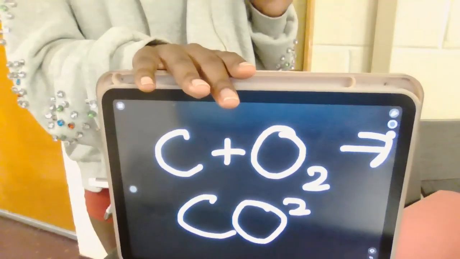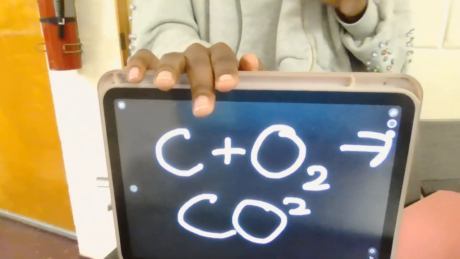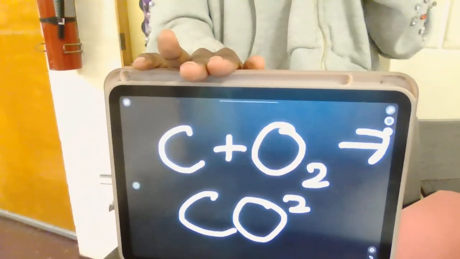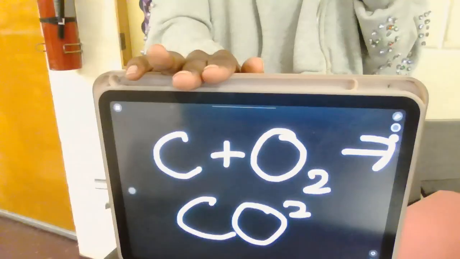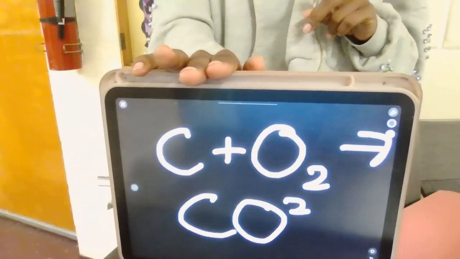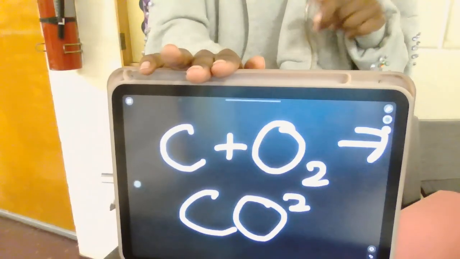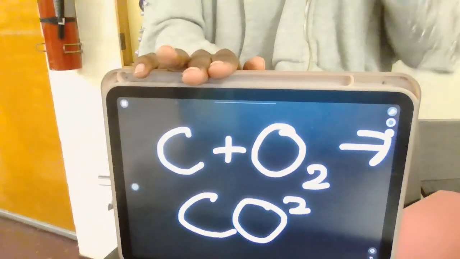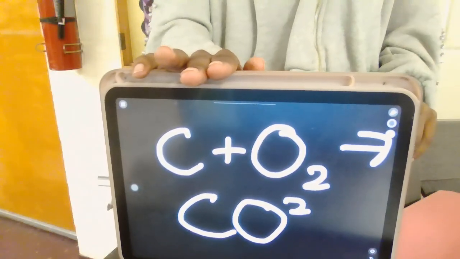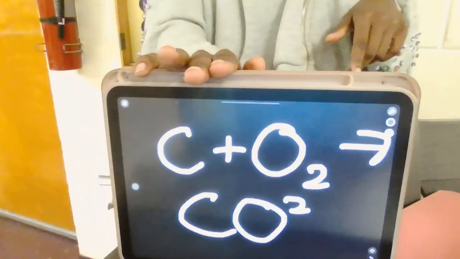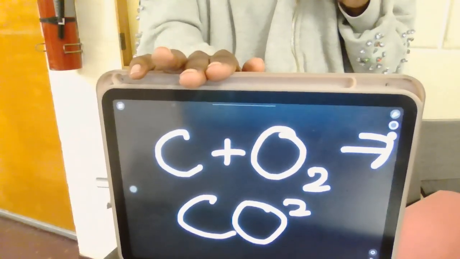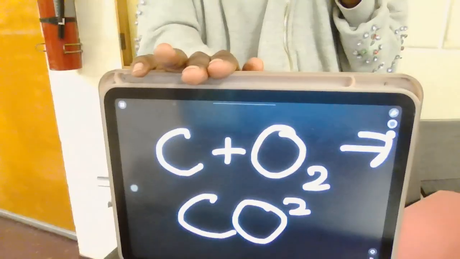Now for the third example, this is carbon dioxide. This is a molecular compound. The prefix di shows two oxygen atoms. It can also be formed by the reaction: carbon plus oxygen gives us carbon dioxide.